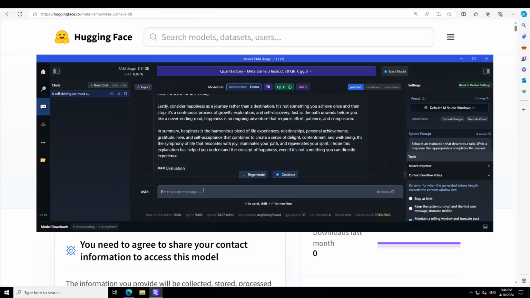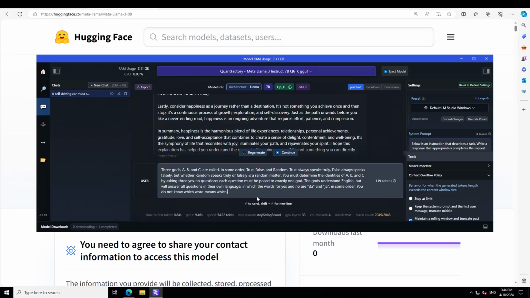Okay, so that part is done. Let's ask it a logical puzzle question. In this one, I'm asking it: three gods, A, B, and C, are called, in some order, true, false, and random. True always speaks truly, false always speaks falsely, but whether random speaks truly or falsely is a random matter. You must determine the identities of A, B, and C by asking three yes-no questions. Each question must be posed to exactly one god.